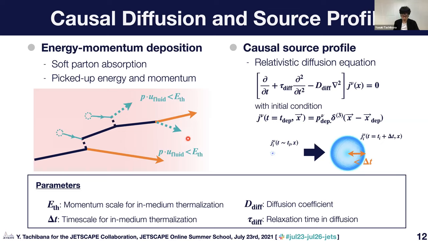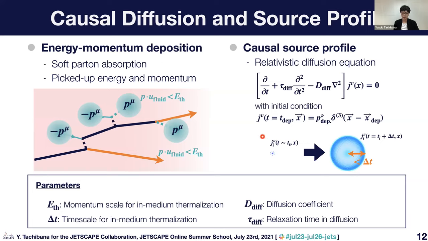And once we find such a soft particle, we assign a source term for each of them, and then we put it on the right hand side of the hydrodynamic equation. And also when we pick up energy and momentum from the scattering between a hard particle and a soft particle, we assign negative source terms. And the profile of those source terms will be calculated by using the causal diffusion module in JETSCAPE.